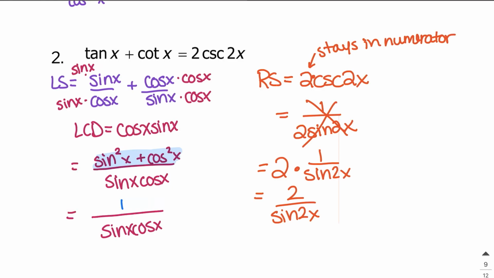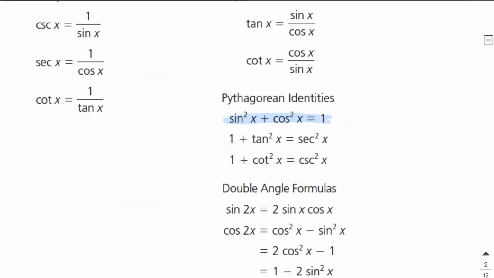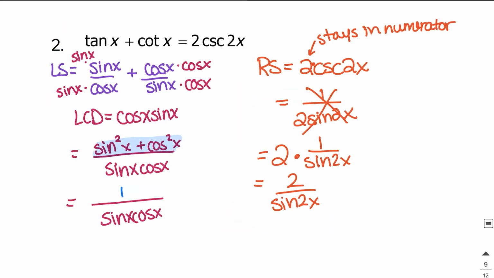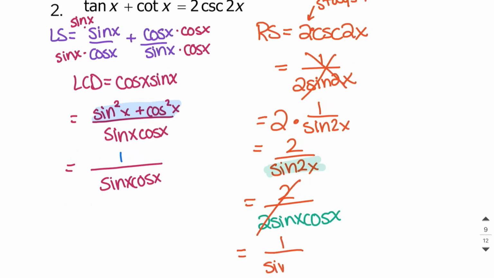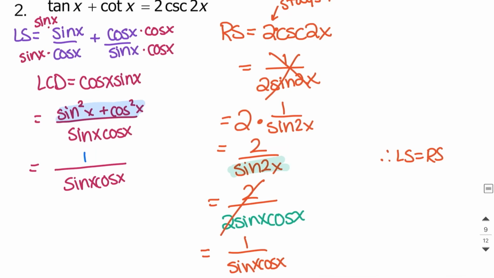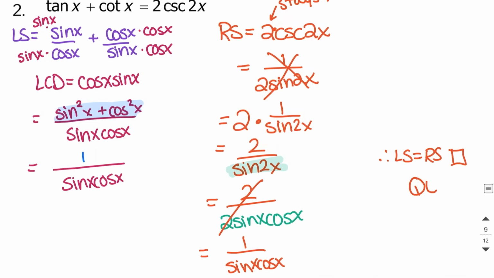Okay, so now I know right here that I have a double angle, and sine of 2x is equal to 2 sine x cosine x. So I can use my double angle right here. Instead of sine 2x, I can replace this with 2 sine x cosine x. But then I can say that this 2 and this 2 would cancel, right? They divide out, so I get 1 over sine x cos x. So I have shown that the left side equals the right side. So we have shown our proof. We've proven that the two sides are equal to each other.